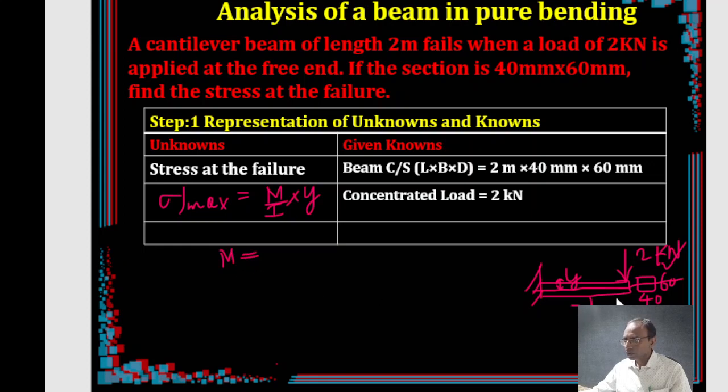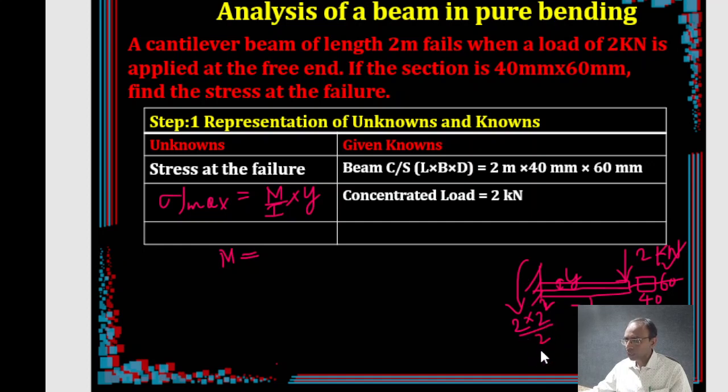What is the formula for the maximum bending moment? Maximum bending moment in a cantilever beam occurs at the support, right? That value is 2 times WL square by 2, right? So 2 times 2 square by 2, because the load is 2 kilonewton acting here, and your span is also 2 meters. So this is your final value.